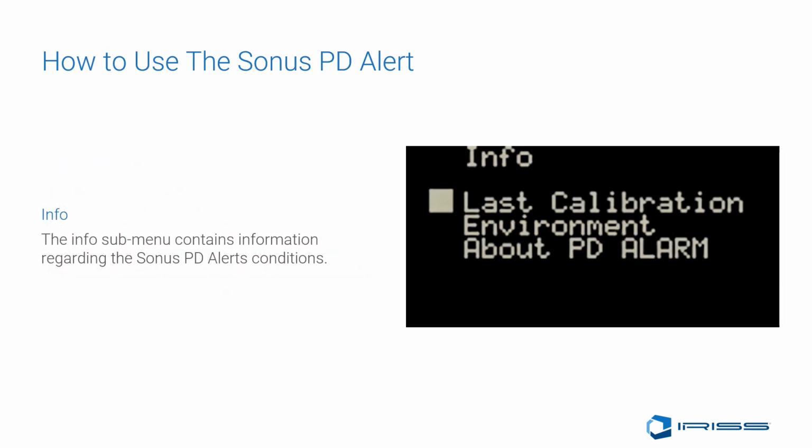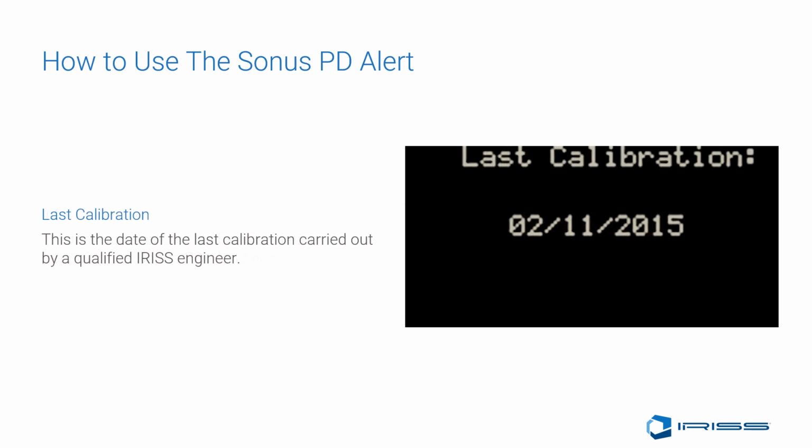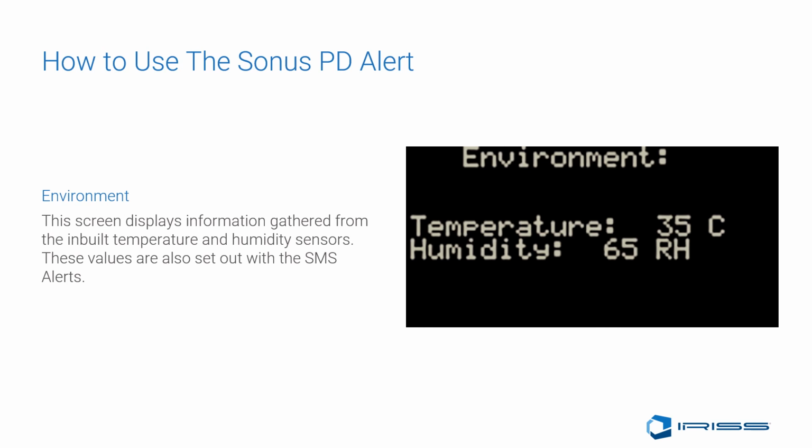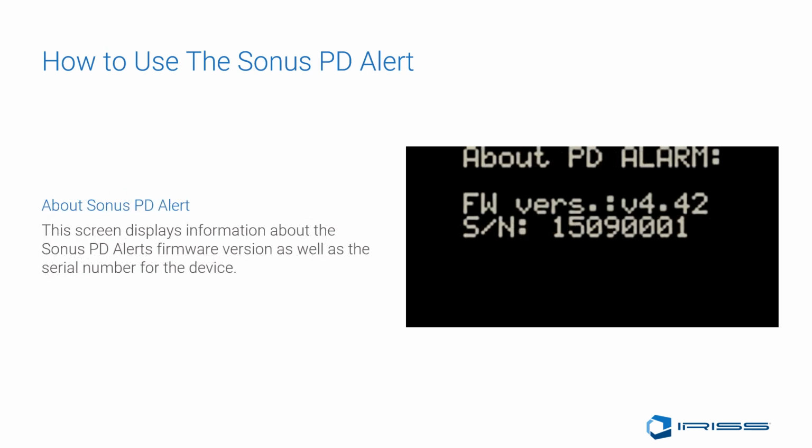The Info submenu contains information regarding the Sonus PD Alert's conditions, such as last calibration. This is the date of the last calibration carried out by a qualified IRISS engineer. Environment. This screen displays information gathered from the inbuilt temperature and humidity sensors. These values are also sent out with the SMS alerts. About Sonus PD Alert. This screen displays information about the Sonus PD Alert's firmware version as well as the serial number for this device.